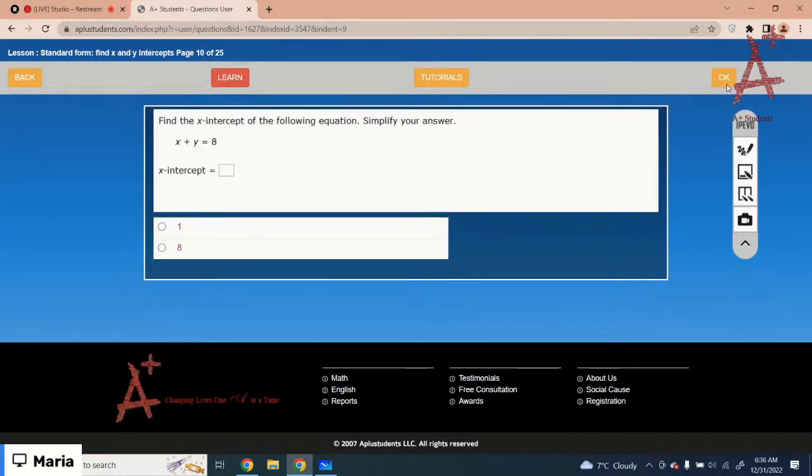Find the x-intercept of the following equation. X plus y equals 8. So for the x-intercept, we always replace the y with 0. So which is the correct option then? The correct option is 8. So just select the correct option and click on the OK button.